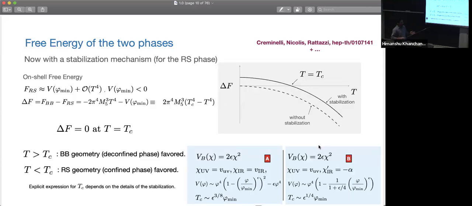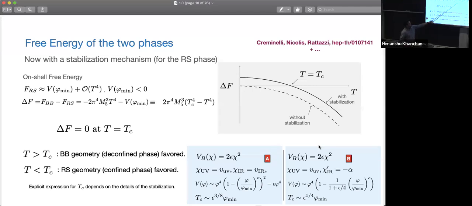Now with the radion or the stabilization included, you can revisit the free energy calculation. And now what you find is that at the minimum, so at the two solutions, the RS solution and the black brane solution, you can calculate the free energy. And you find that the free energy now is shifted. So instead of just having the minus T to the 4th part, there is another contribution.